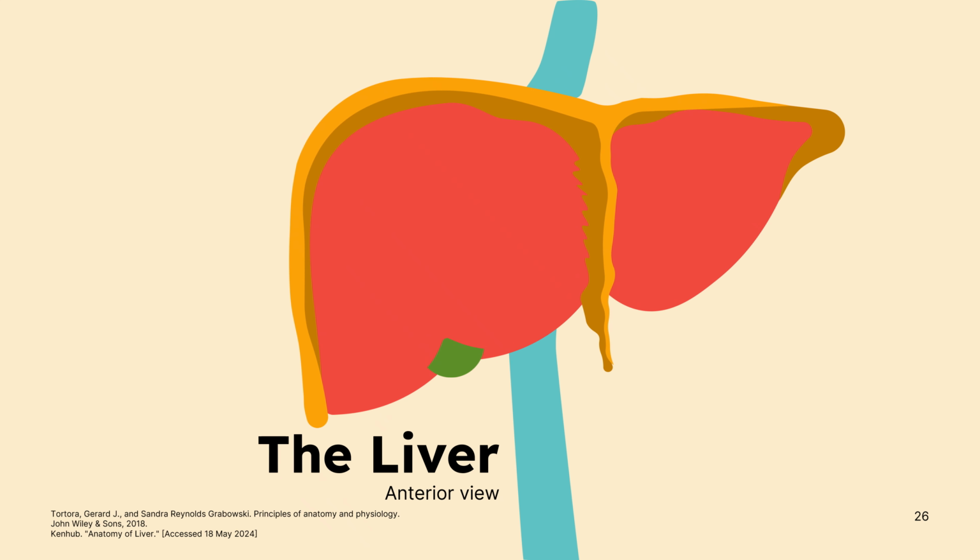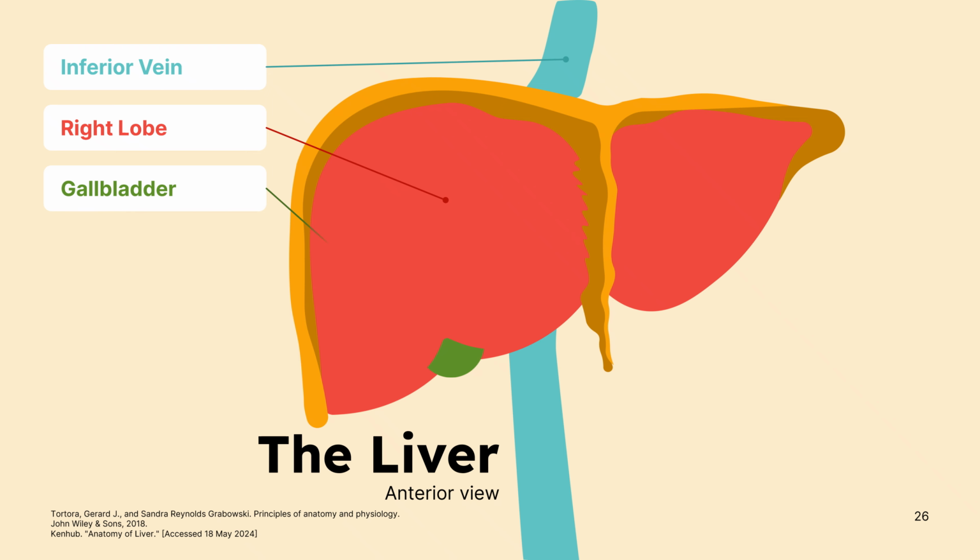In the anterior view of the liver, several key structures are visible. The inferior vena cava, a large vein running along the posterior surface of the liver, responsible for returning deoxygenated blood from the lower body to the heart. The right lobe, the larger of the 2 main lobes of the liver. Beneath the right lobe lies the gallbladder, a small organ that stores bile produced by the liver, releasing it into the small intestine to aid in digestion.